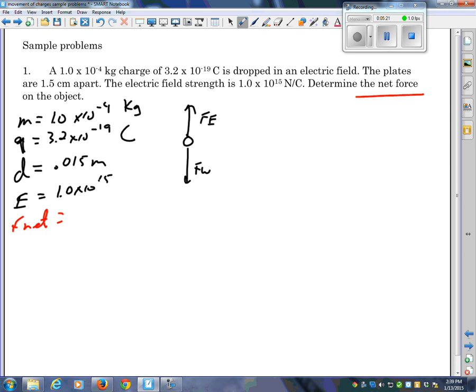It just takes a second. The net force is going to be the sum of those two forces. So we should do what? Solve for those two forces. Fe is equal to Q times E, and Fw is equal to mg.